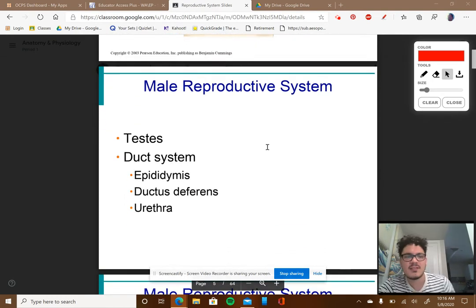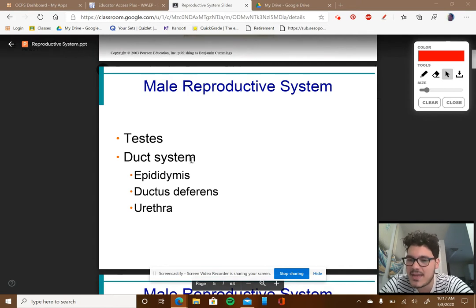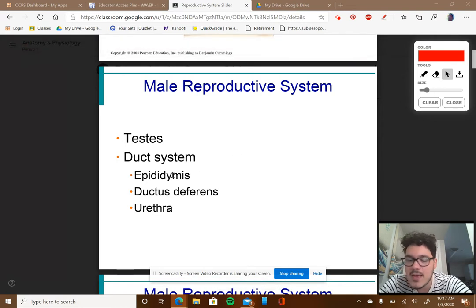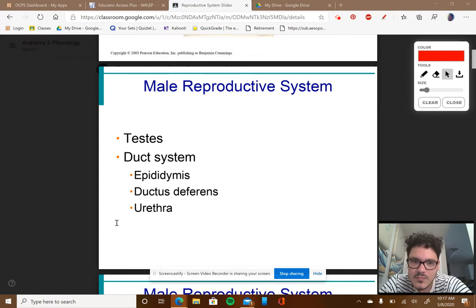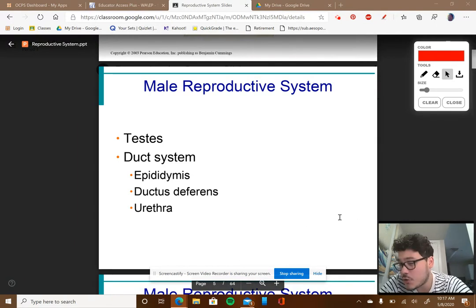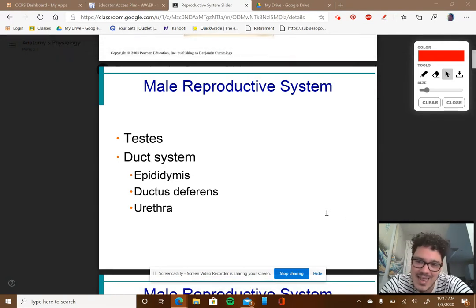Okay, so let's continue. Where this all begins, we can essentially separate it into a couple of major structures. We have the testes, which are going to be the male gonads, and then we have the duct system. As far as the duct system is concerned, that's going to be the epididymis, the ductus deferens, and the urethra. These are essentially just tubes. We talked about ducts back in endocrine system. We mentioned how exocrine, which is a little bit different, requires the use of these ducts in order for you to secrete what you need to secrete. Similar situation here when it comes down to sperm and the way that sperm travels.